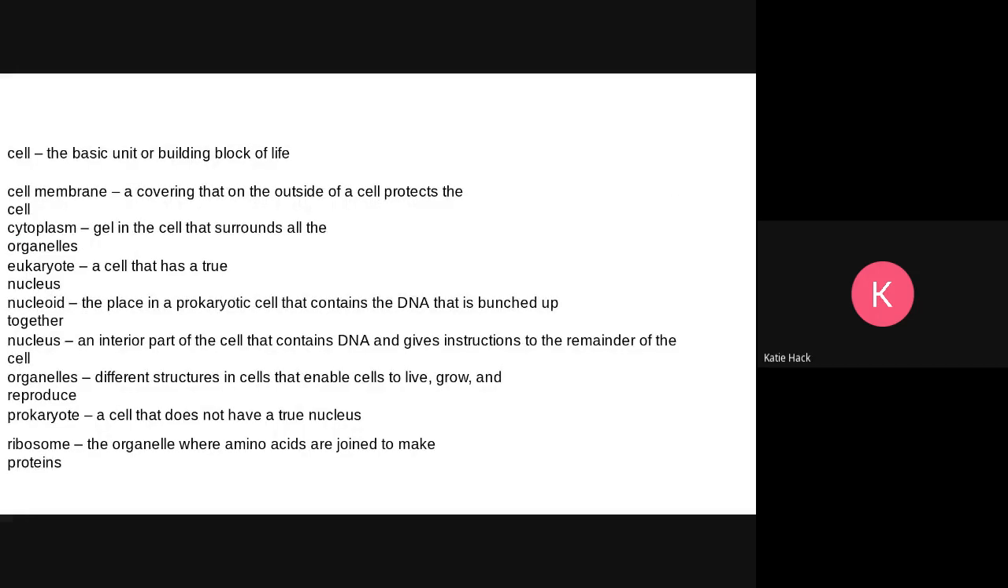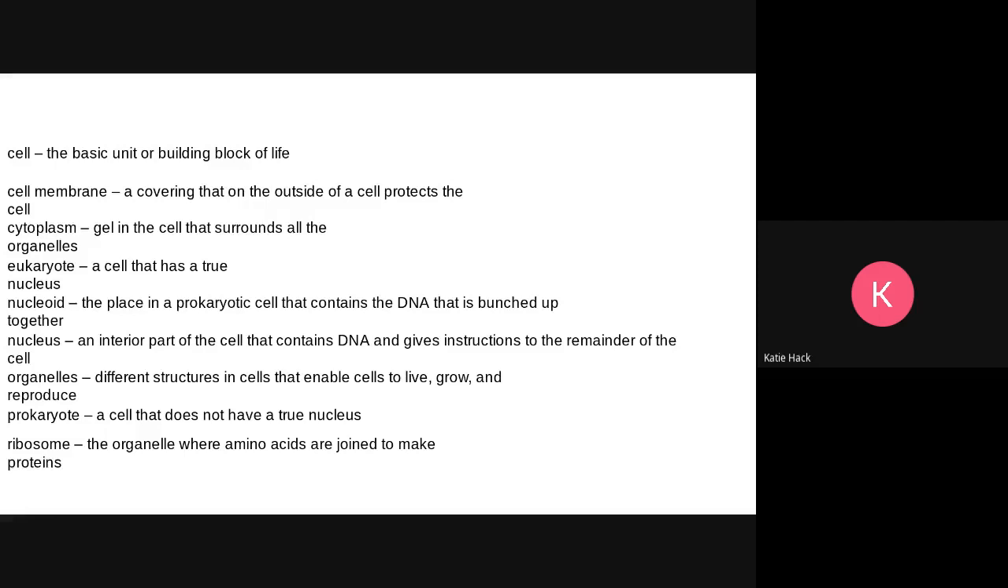Now, here are some of the vocabulary terms. So cell, as we just discussed, the basic unit or building block of life. The cell membrane is going to be the covering that's on the outside of a cell. Cytoplasm is the gel inside the cell that surrounds all the organelles. All cells come from what cells? We'll get there.